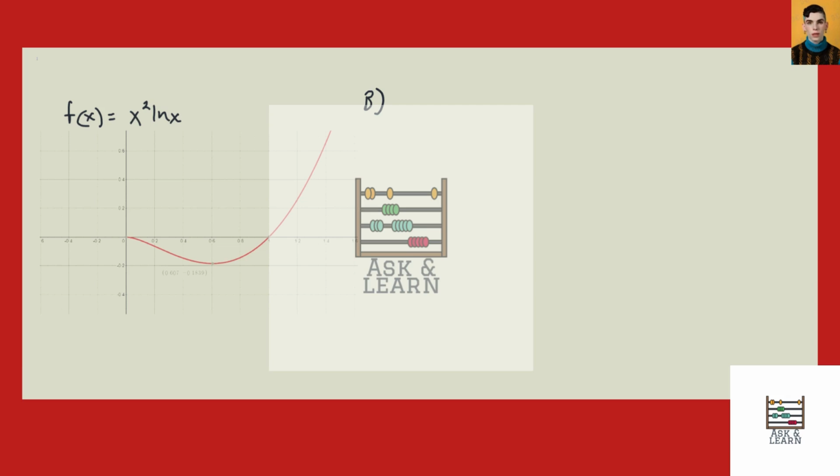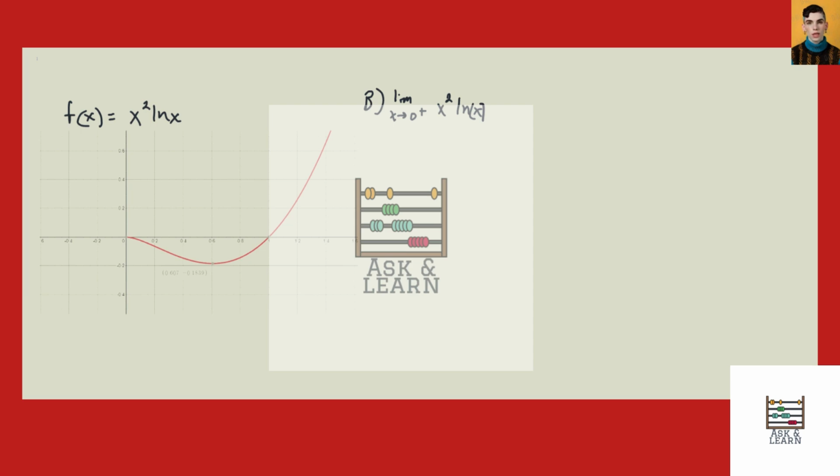Since this function is undefined on the left, we're going to need to look at the end behavior to the right. So we want to look at the limit as x approaches 0 from the right of x squared natural log of x. If we were to just plug in 0 from the right, x squared goes to 0, and natural log of x goes to negative infinity.